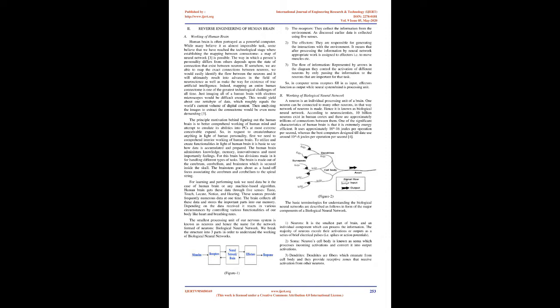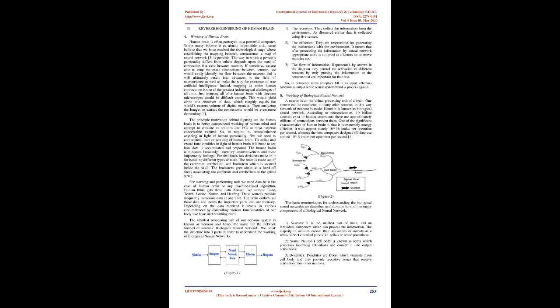For learning and performing tasks we need data, be it in the case of the human brain or any machine-based algorithm. The human brain gets this data through 5 senses: taste, touch, sight, smell, and hearing. These sources frequently provide numerous data at one time. The brain collects all these data and stores the important parts in our memory. Depending on the data received, it reacts in various circumstances by controlling various functionalities of our body, like heart and breathing rates. The smallest processing unit of our nervous system is known as the neuron, and hence the name for the network formed of neurons, biological neural network.